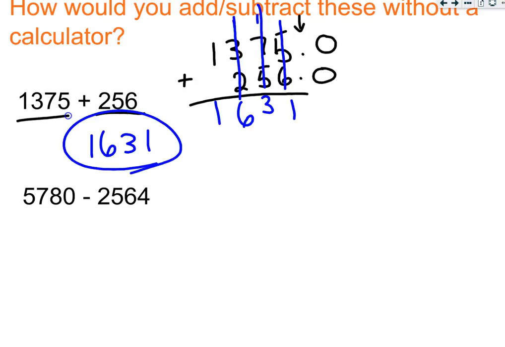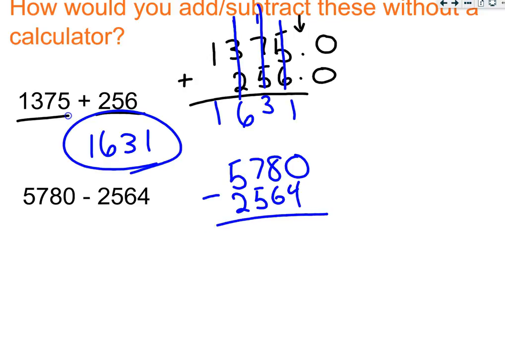How do you subtract two regular numbers? Well, it's the exact same thing, making sure the bigger number, I guess we should say the number with the biggest absolute value, always goes on top, whether it be the 5,780 or the 2,564. In this case, it is the number in the front. 5,780 is bigger than 2,564, so that goes on top. Subtracting these numbers, while again lining up the decimals like such.